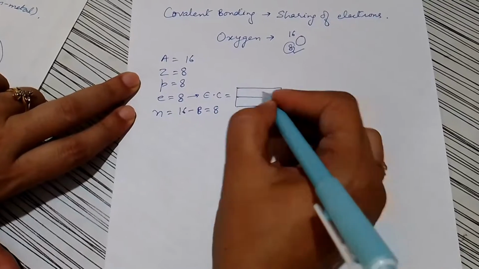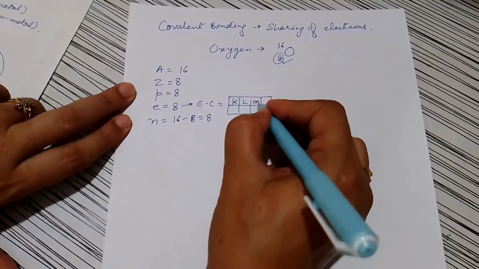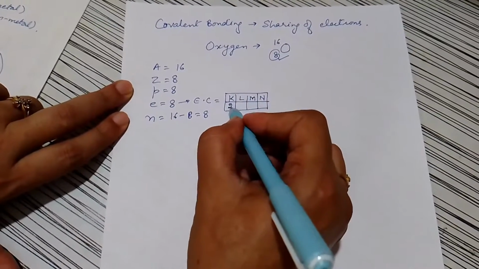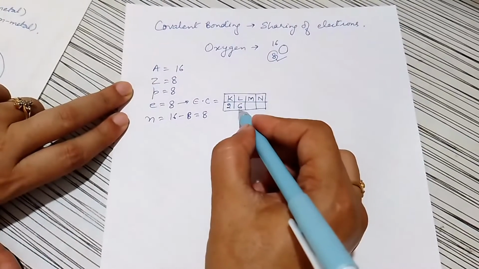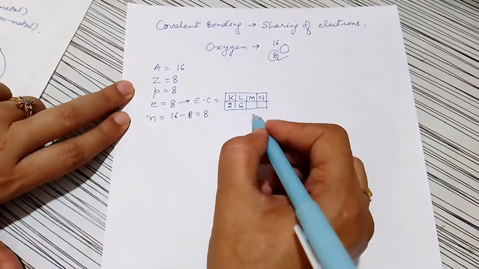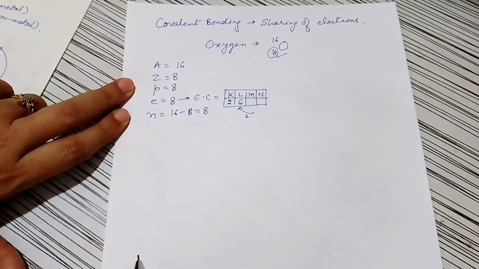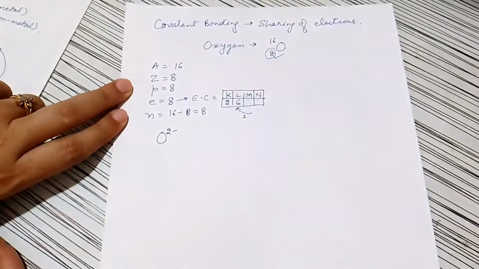For the electronic configuration, draw the electrons in the orbits K, L, M, N: first shell, second shell, third shell, fourth shell. Out of these 8, 2 will go to the first orbit and 6 will go to the second orbit. Now this 6 is not complete. It needs 2 more electrons to become stable. So the valency of oxygen is 2 minus.